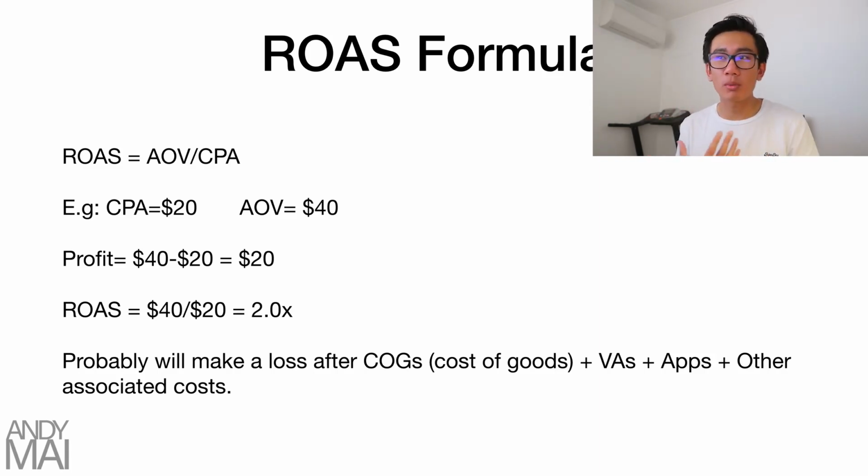In this case, you'll probably make a loss after cost of goods, plus VA costs, plus app costs, and plus any other associated costs. So you won't be making profit in this case because your CPAs are too high, your cost of goods is too expensive, and you have all these other fees. So 2x ROAS wouldn't be enough for it to be profitable.